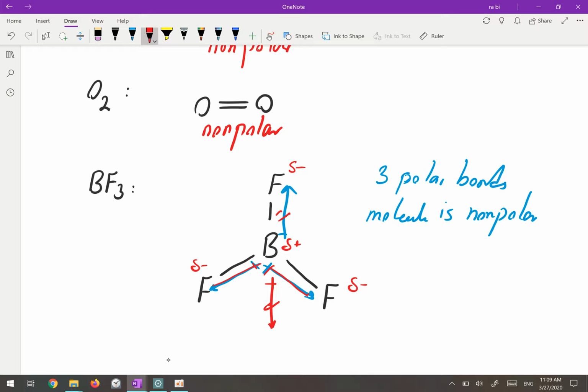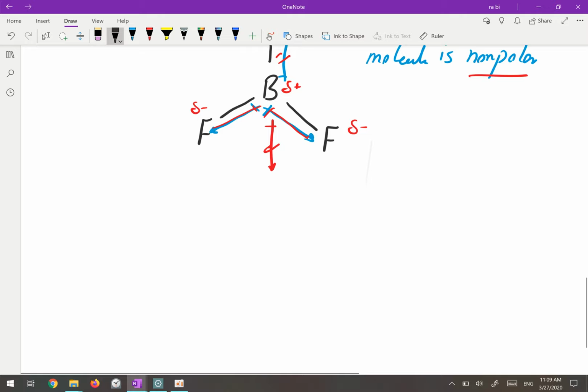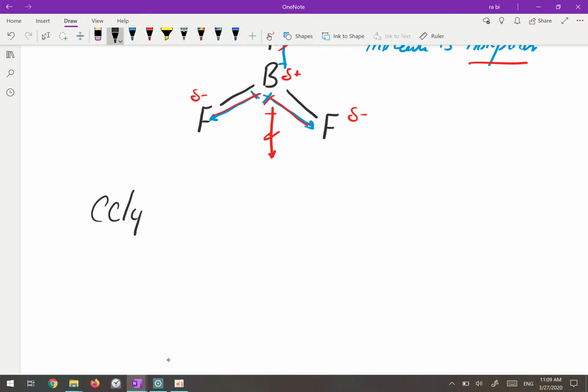Another example is CCl4. We have drawn the molecular geometry for CCl4. It was like this.